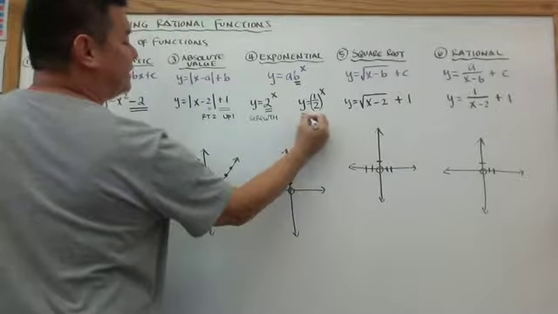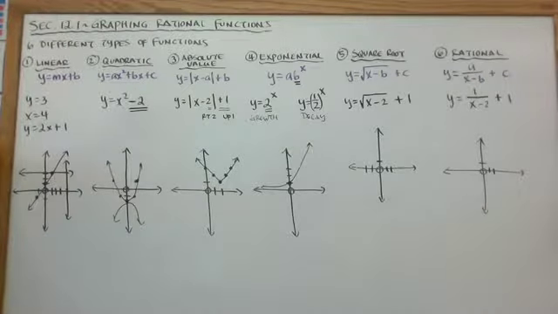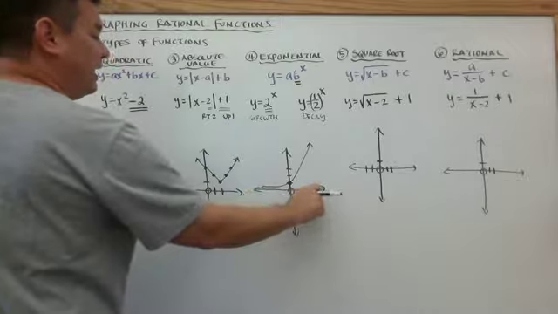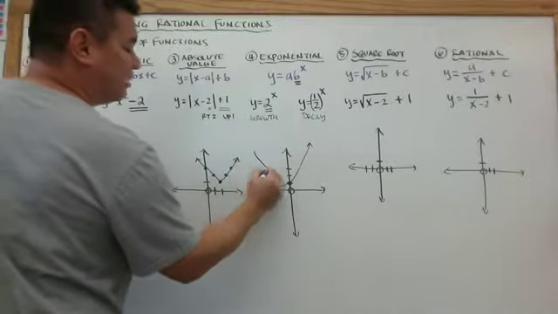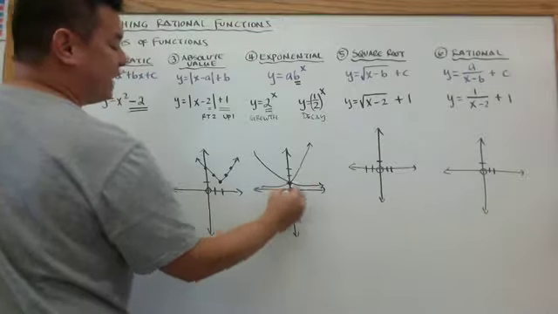This one, if it has a b that's a fraction, so like 1/2, that means as x gets bigger going this way, y gets smaller. So actually it'll go this way. And it gets closer and closer to the x-axis, but it never touches.